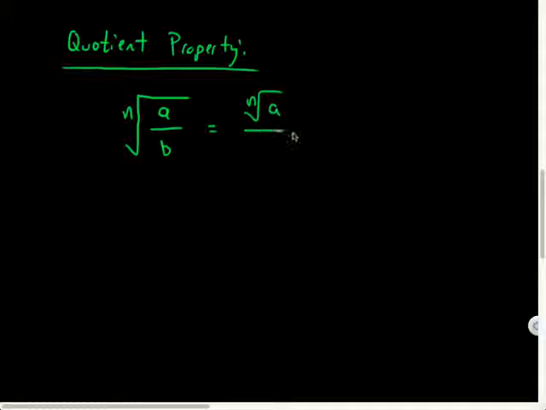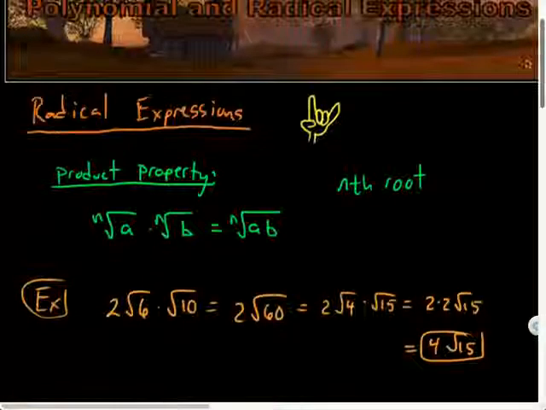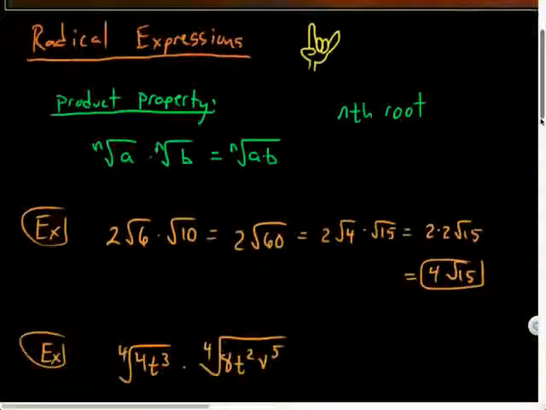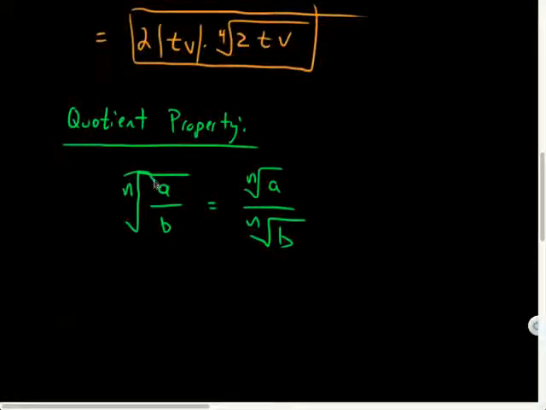Which actually, think about this in the other direction. I technically distributed this nth root to both the a and the b. So radicals are distributive over multiplication, and radicals are distributive over division. Isn't that craziness? Which is also true for our exponents, and you may realize radicals and exponents are really similar to each other.